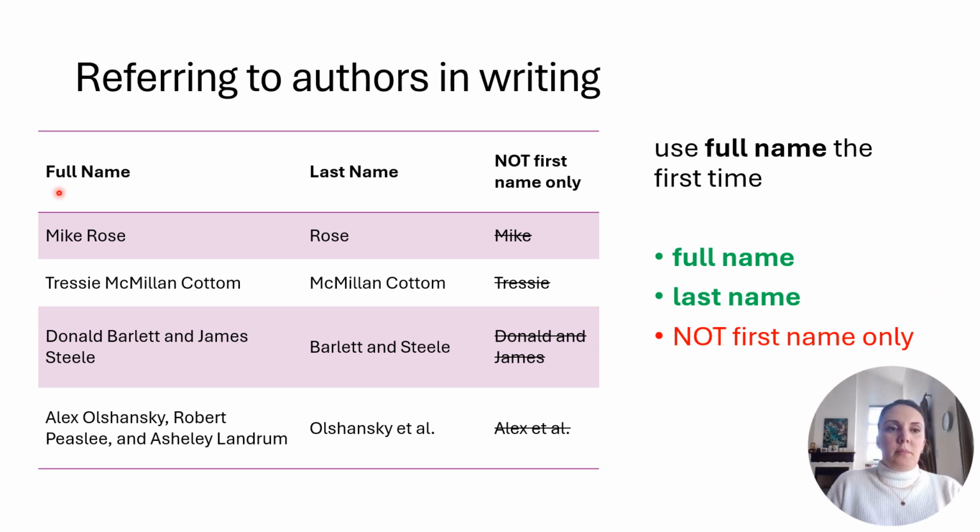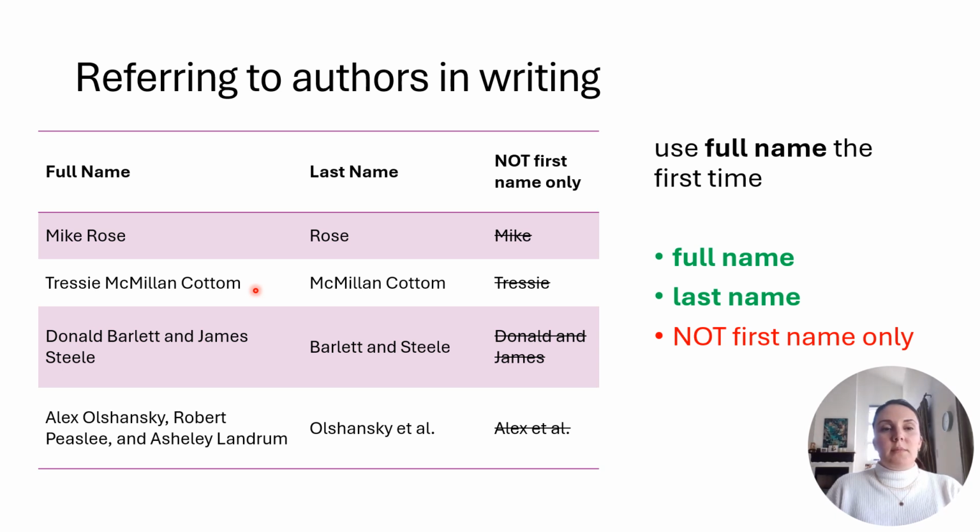So here are some examples. Mike Rose is the name of an author. In my paper, the first time I write about him and I refer to him, I would refer to him as Mike Rose. After that, I can refer to him by last name only, which would just be Rose. I could also still keep calling him Mike Rose. You're going to switch it up, that way you don't feel too repetitive. But I should never, and you should never, refer to him as only Mike, because that's too informal, that's just his first name.